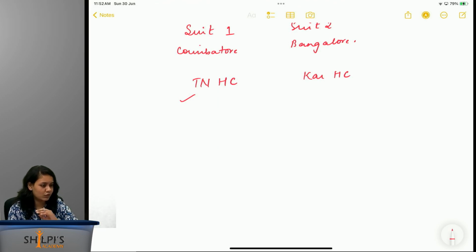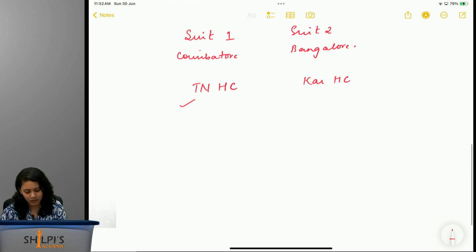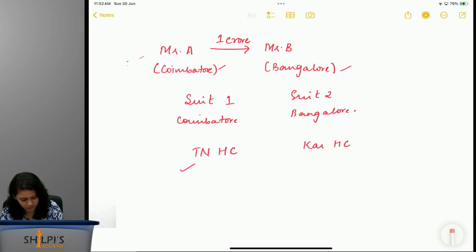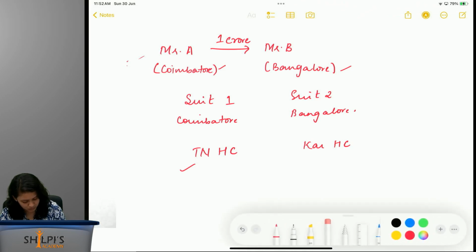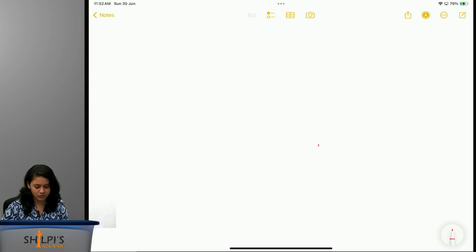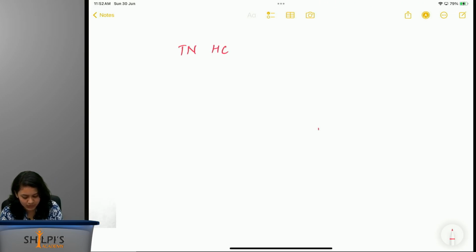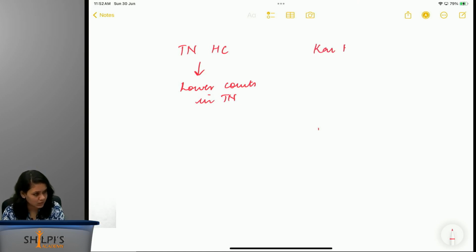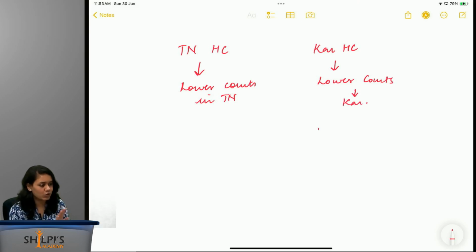So they decided, okay, listen, we'll follow one standard rule. Supreme Court decisions are applicable across the entire country. But what happens when we have high courts? A decision given by, say, Tamil Nadu High Court is binding on all the lower courts in Tamil Nadu only. Any decision given by the Karnataka High Court is binding only on the lower courts in Karnataka.